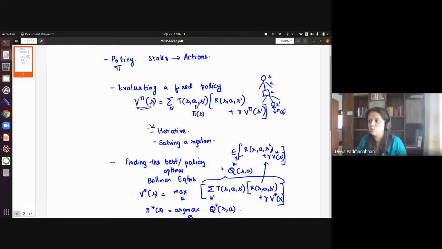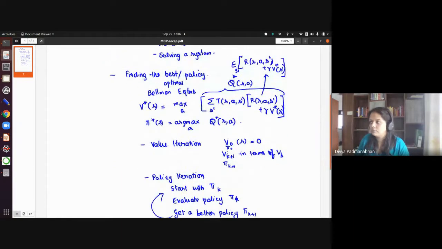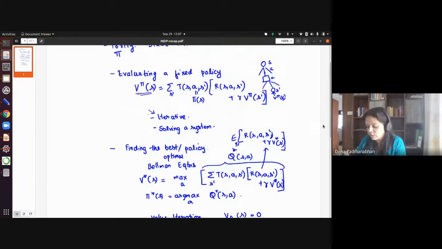Which one gives the best value? And there we saw a couple of algorithms. So this was a case where you knew everything. You didn't know exactly which state you're going to land up in once you take an action, but you knew the transition probability. So this T(s, a, s') was the probability of reaching s', starting from s and taking an action a, and this parameter was known to you, and so were the rewards.